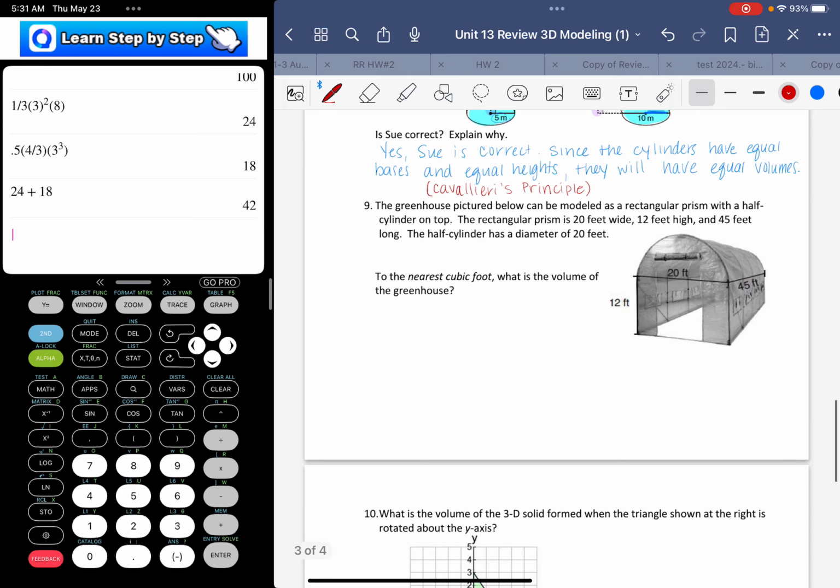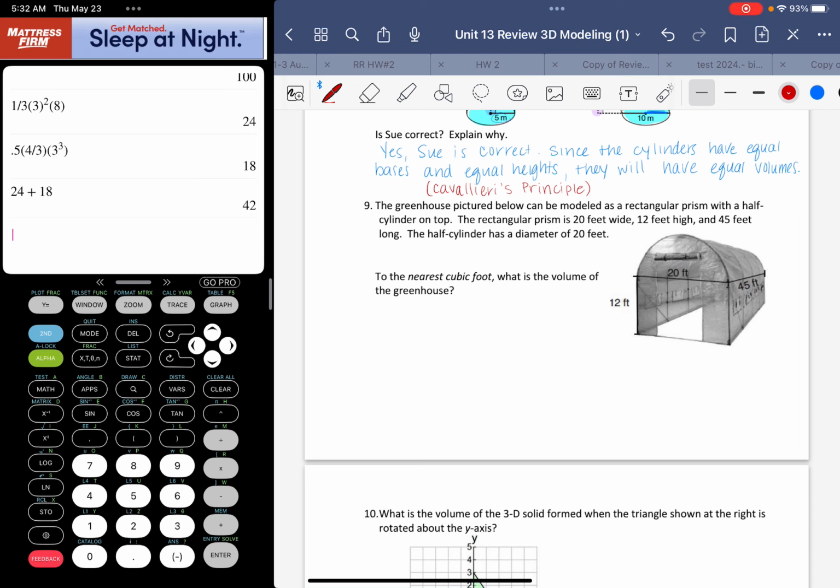All right, number 9. The greenhouse pictured below can be modeled as a rectangular prism with a half cylinder on top. The rectangular prism is 20 feet wide, 12 feet high, and 45 feet long. The half cylinder has a diameter of 20 feet. To the nearest cubic foot, what is the volume of the greenhouse? So this time they do want us to round, but remember we are going to round on our final step.